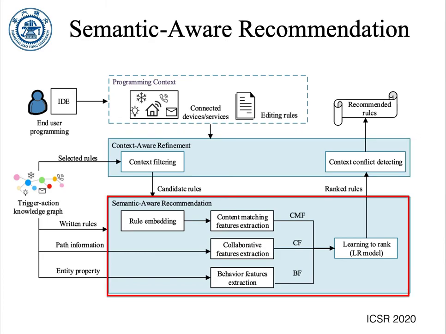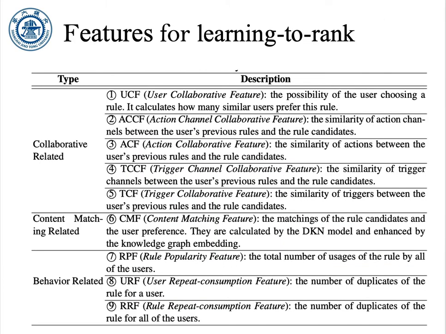To compute the top N recommendations, Atar performs a feature engineering on TAC and trains a ranking model. For each candidate rule and the rules in the current TAP program, we extract several features from TAC for constructing the model. The first type is collaborative-related features. The collaborative features are extracted for both of the user-based and the item-based collaborative filtering recommendations. We extract 5 collaborative features for modeling user preferences. For example, UCF computes the number of paths between the given user and the candidate rule.